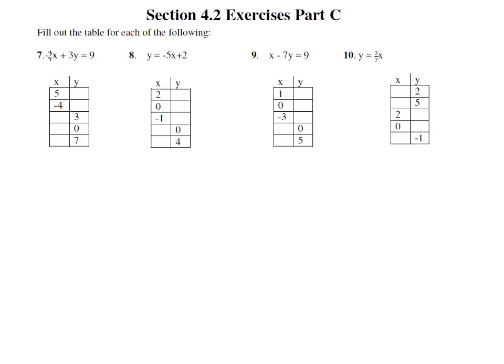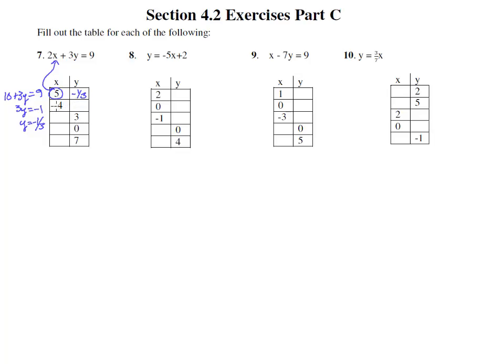Number 7, 2x plus 3y equals 9. The first one is that x is 5. So we're going to take 5 and stick that right up there for x. And we get 2 times 5 is 10 plus 3y equals 9. This is an equation now that we can solve for y. Subtract 10 from both sides and we get 3y equals a negative 1. Divide by 3 and we get y equals a negative 1/3. So let's put that in, negative 1/3.